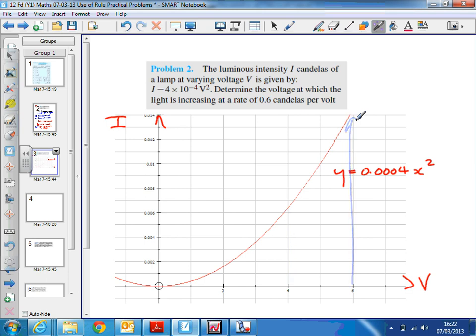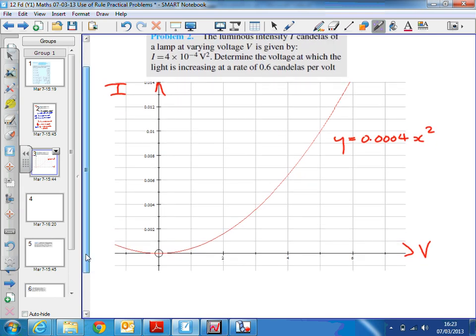Determine the voltage at which the light is increasing at a rate of 0.6 candelas per volt. So, somewhere along here we can see that the gradient's increasing. So we're after the point at which it's increasing at 0.6 candelas per volt. So what we need to do is to differentiate it, let that differential equal 0.6 and work out what the voltage is at that intensity, when it's increasing at that rate. Okay? So that's the idea of the problem.